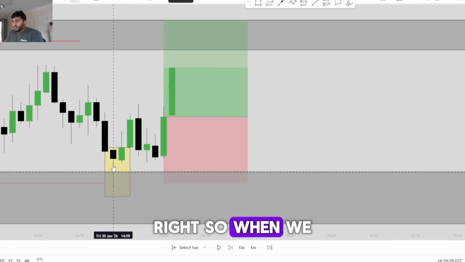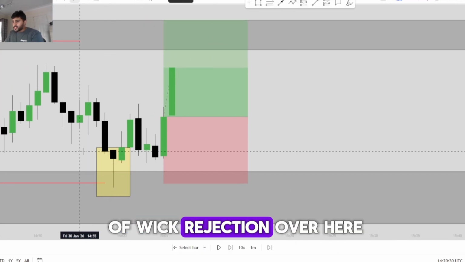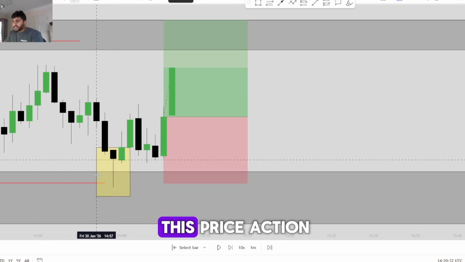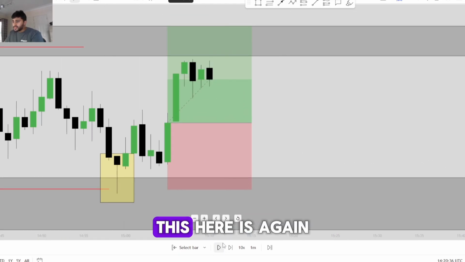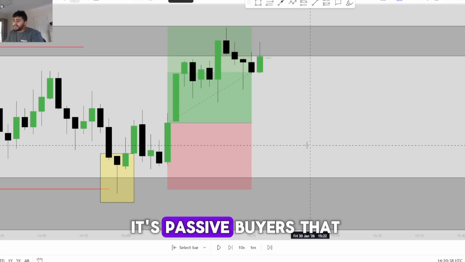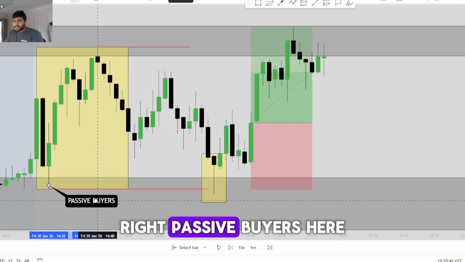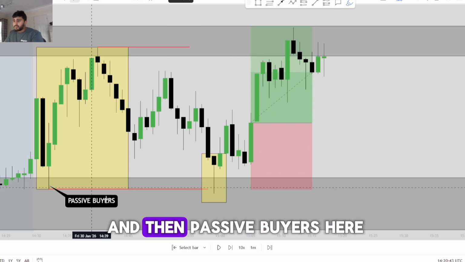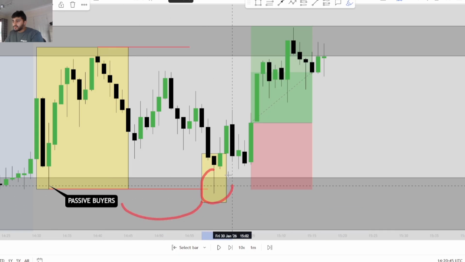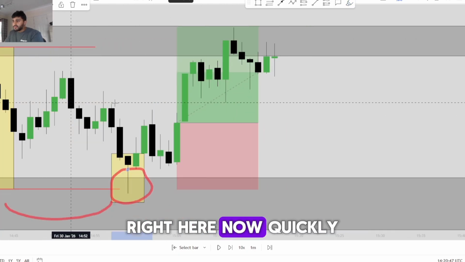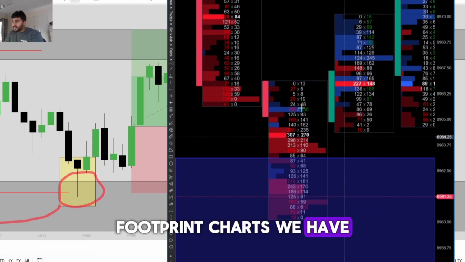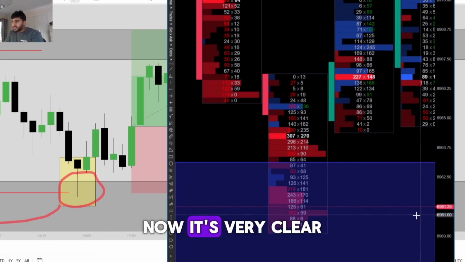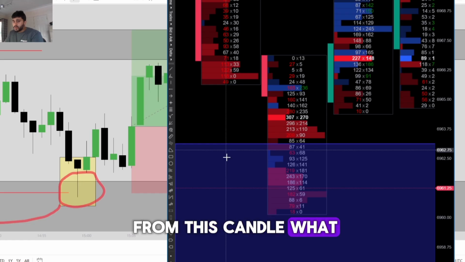When we have this long wick rejection over here, we want to understand this price action, because when you see a long trade like this, it's passive buyers that are stepping in. Passive buyers here, and then passive buyers here. Now, quickly breaking this down on footprint charts, we have a left number and a right number. It's very clear from this candle what was going on.